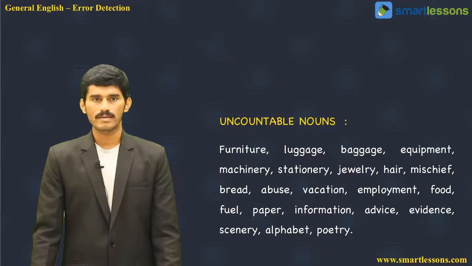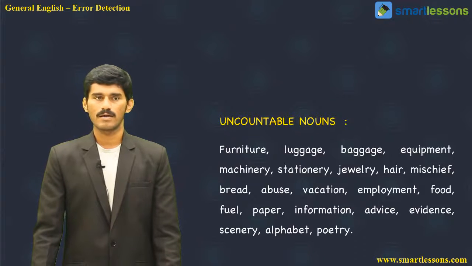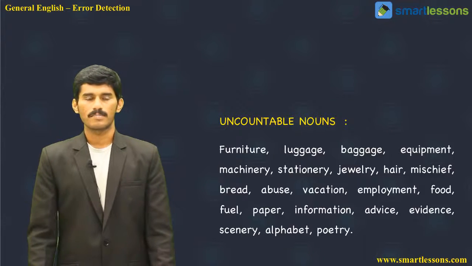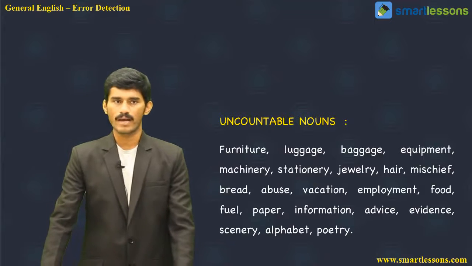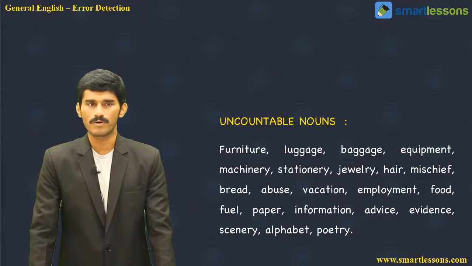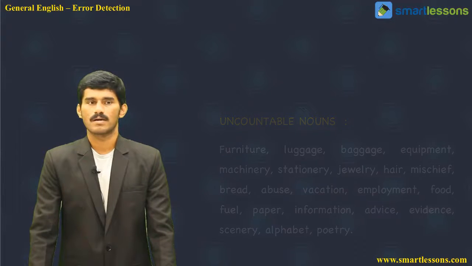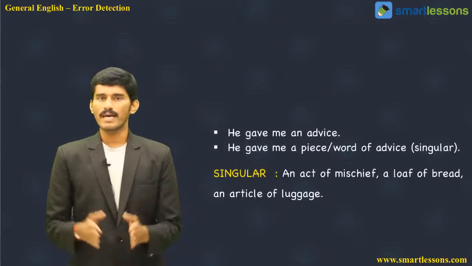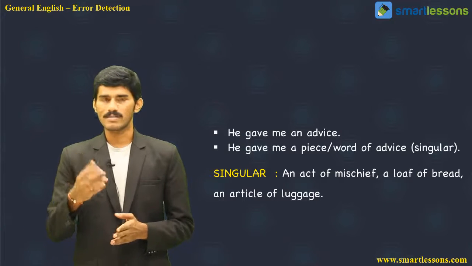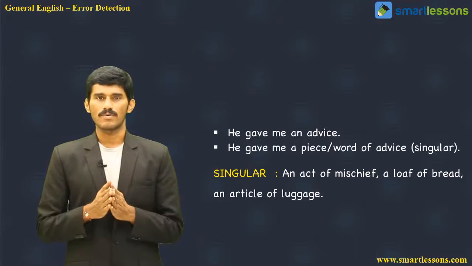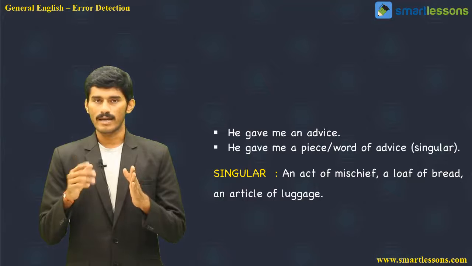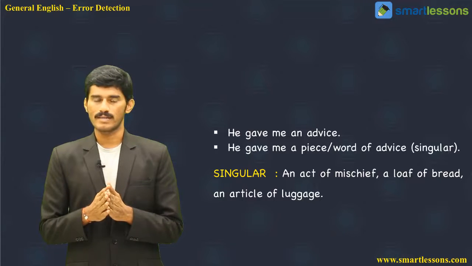Baggage, equipment, machinery, stationery, jewelry, hair, mischief, bread, abuse, vocation, employment, food, fuel, paper, information, advice, evidence, scenery, alphabet, poetry. So all these are uncountable nouns. They don't have plural forms. For example, he gave me an advice. Advice is an uncountable noun. So you cannot add S to it. So here there is no S.